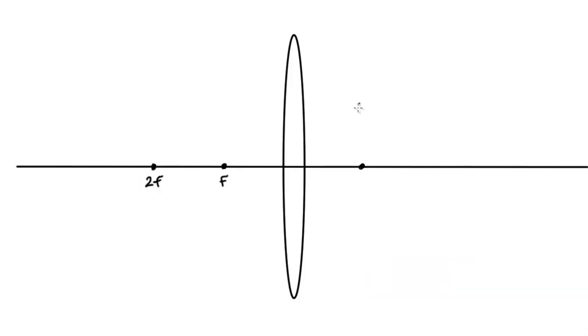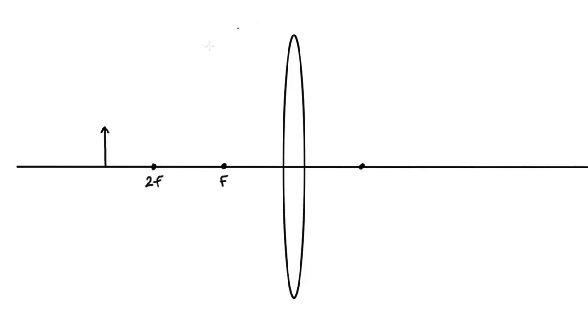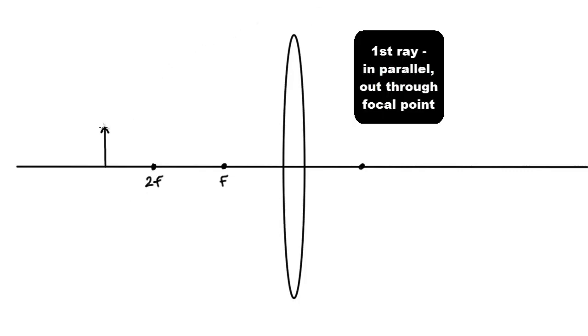The last type of image I can create with a converging lens is when I put the object out beyond two focal lengths. So I'm going to draw an object, put it out here, and create my rays. Once again, the first ray is going to go in parallel to the principal axis, right there, and out through the focal point.